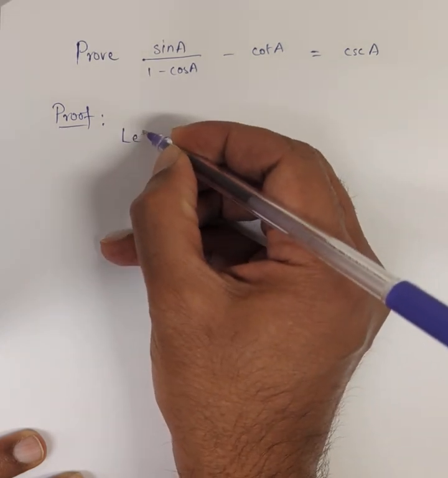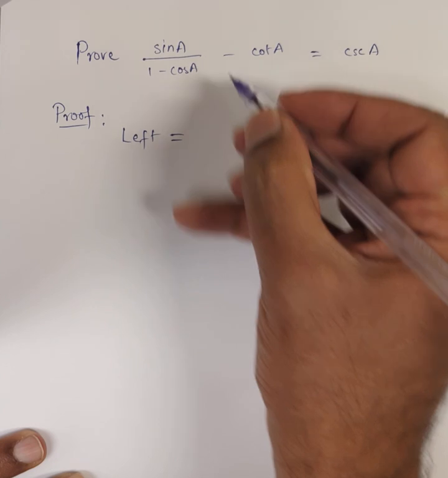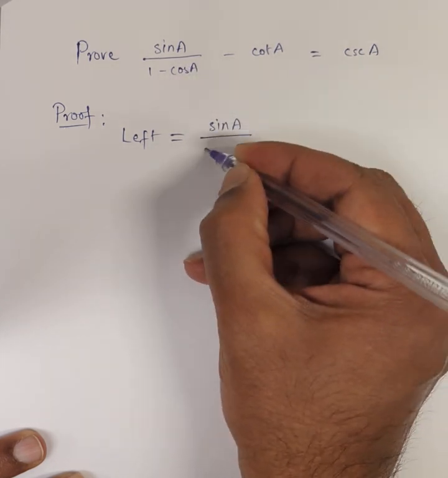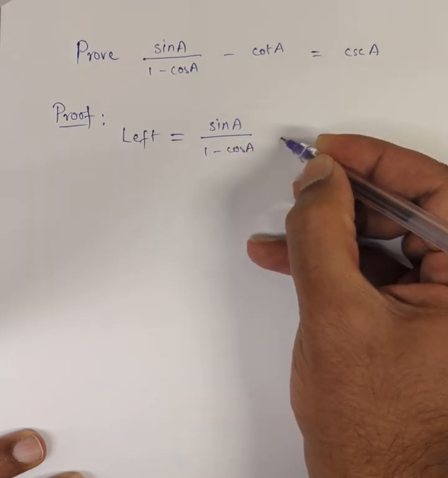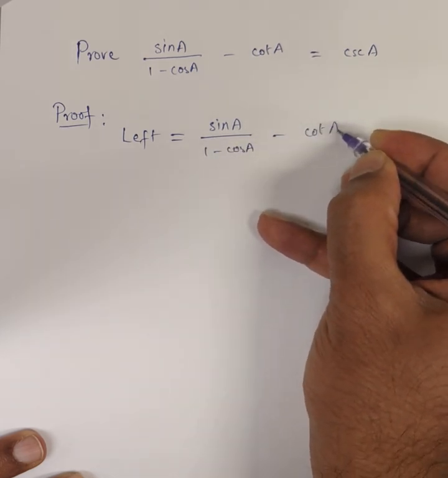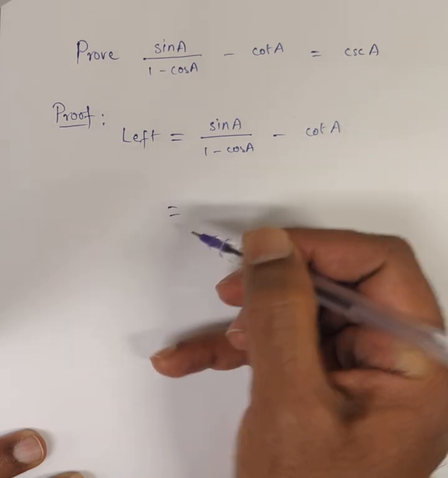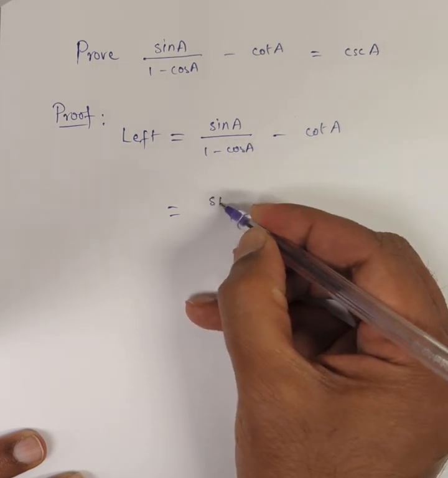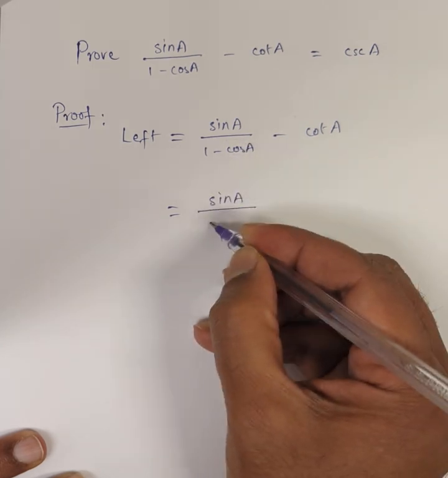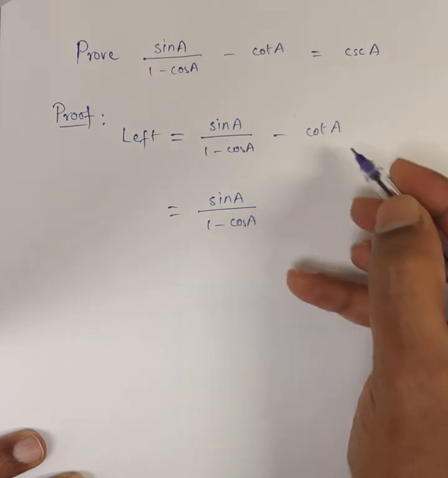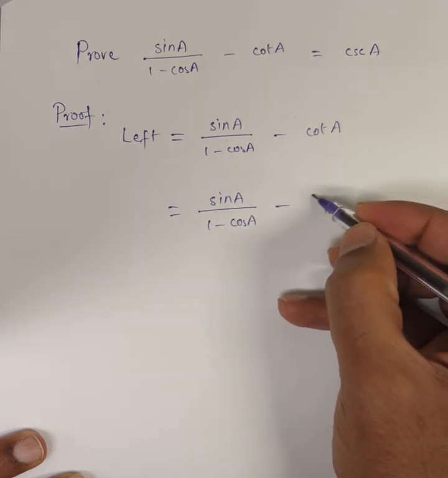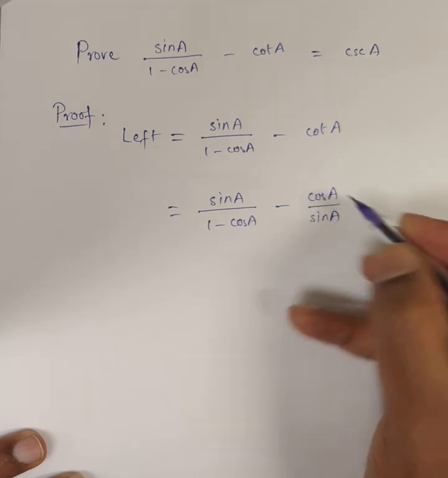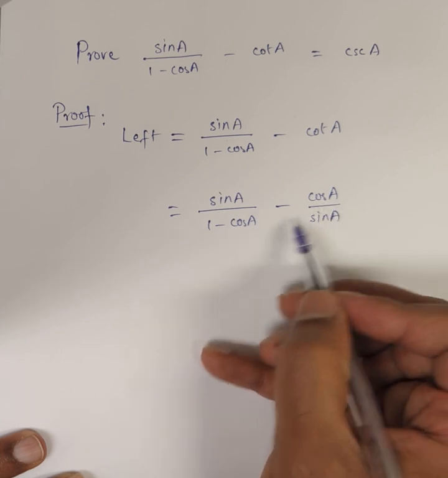So let me copy the left side of the equation. So it's this fraction, sine A over 1 minus cos A, minus cot A. And the first thing I mentioned was to convert everything to sines and cosines. So in this fraction, you only see sines and cosines, so simply copy that fraction. Minus cot A, which is cosine A over sine A. And now I have to subtract this fraction from this.